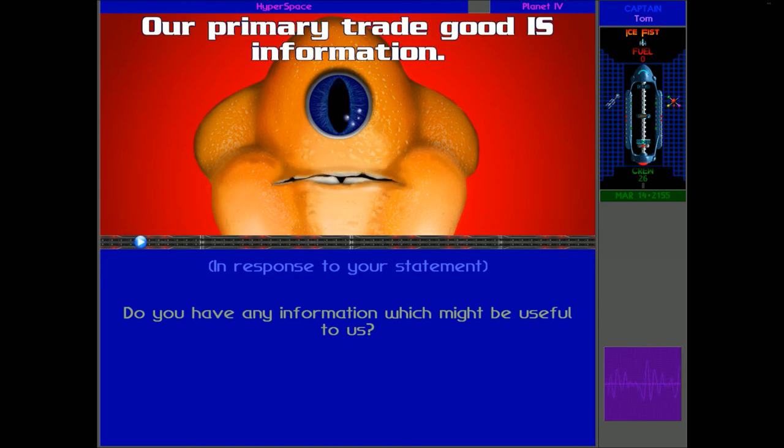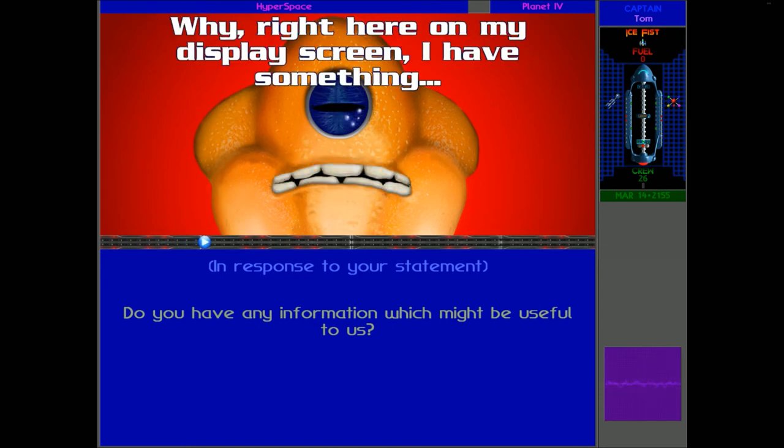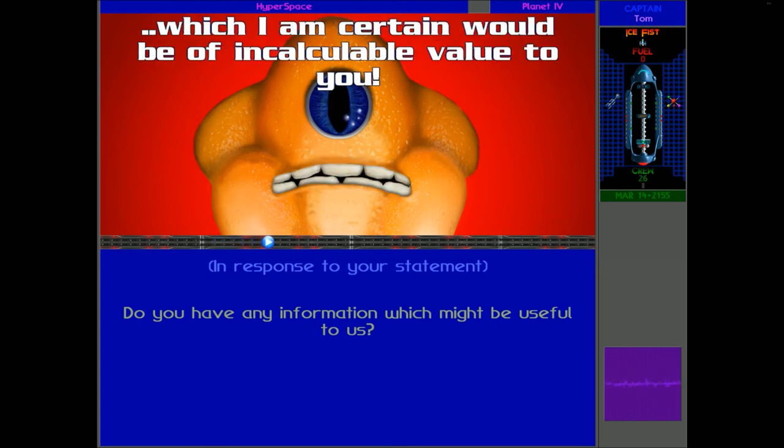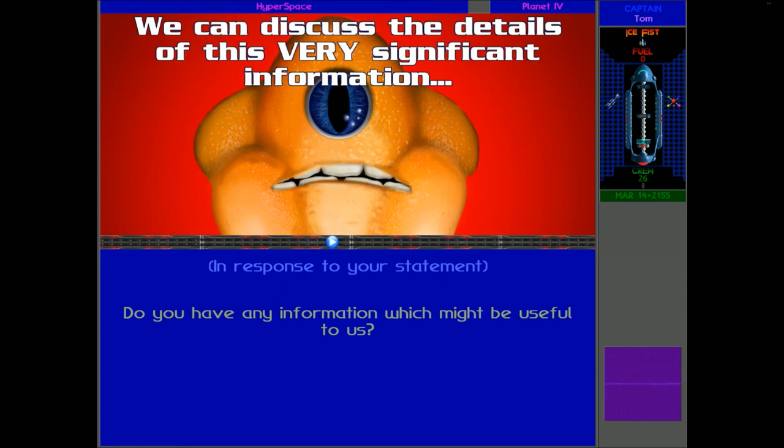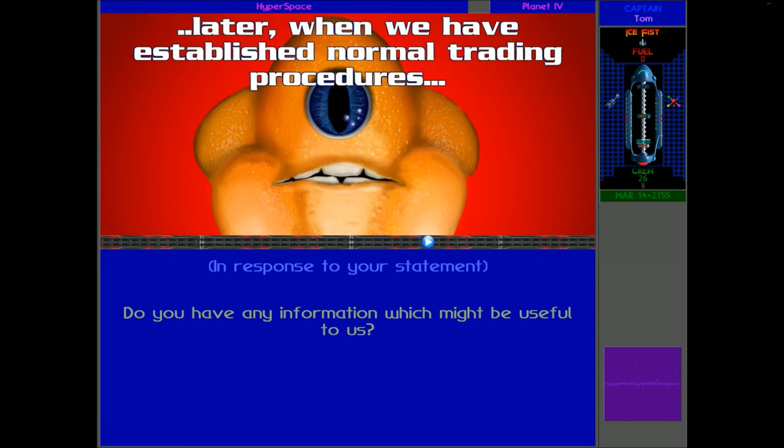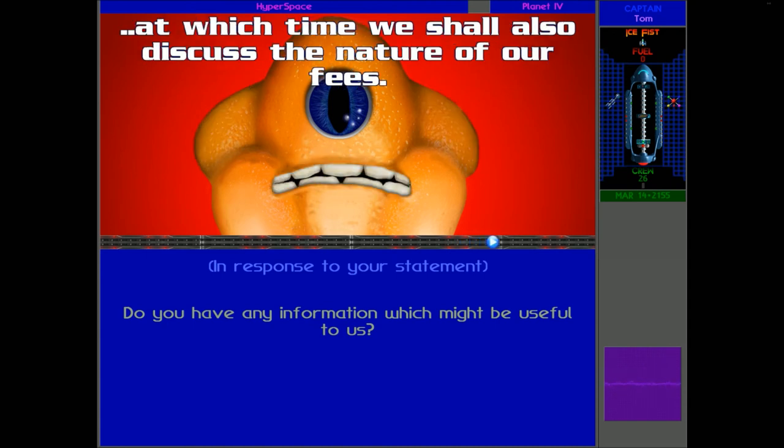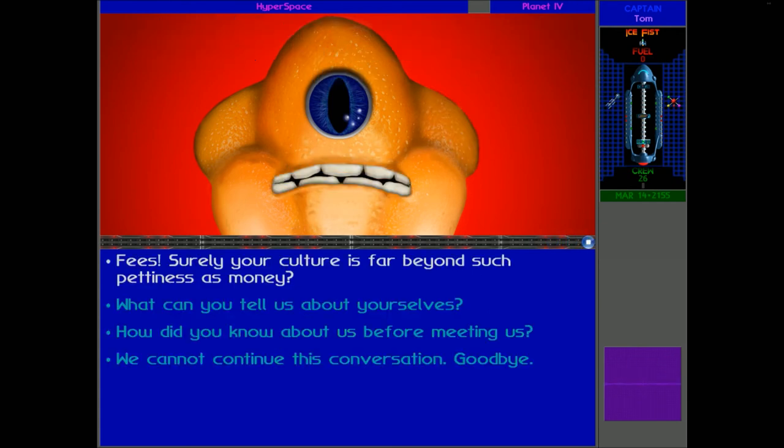Absolutely. Our primary trade good is information. Why, right here on my display screen, I have something which I'm certain would be of incalculable value to you. We can discuss the details of this very significant information later, when we have established normal trading procedures, at which time we shall also discuss the nature of our fees.